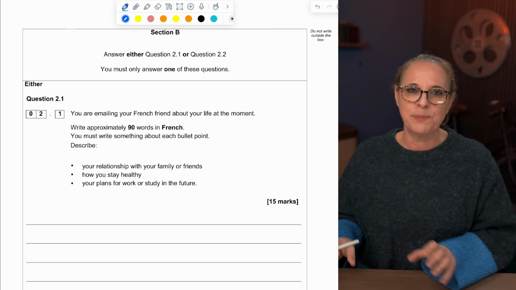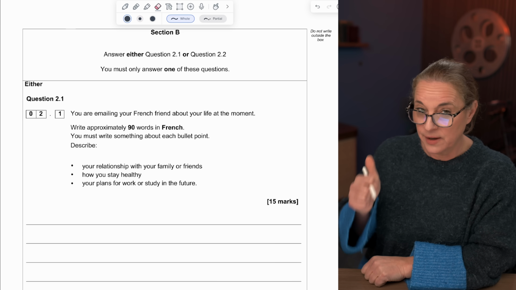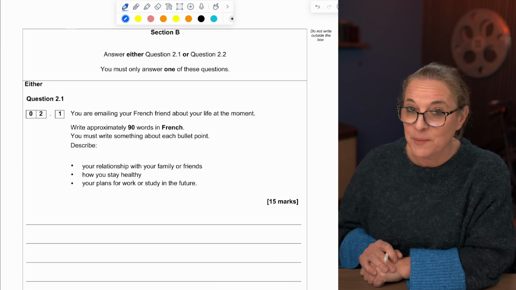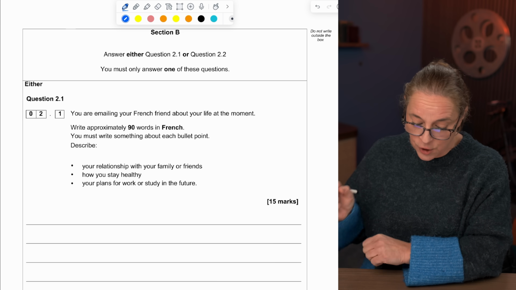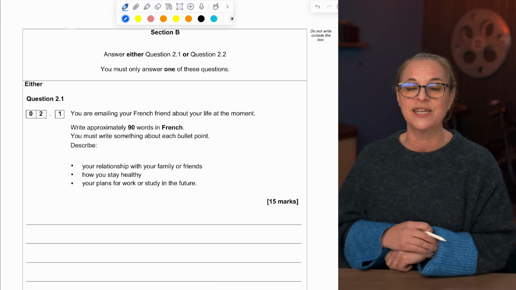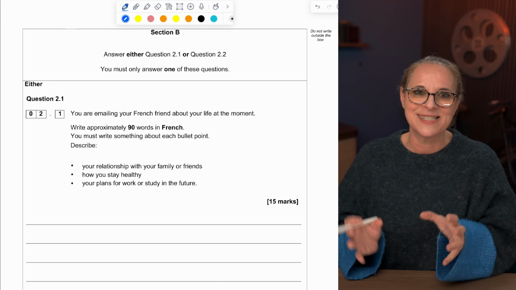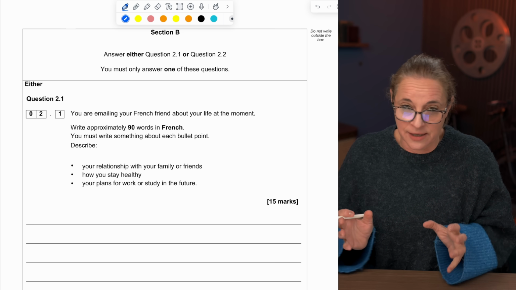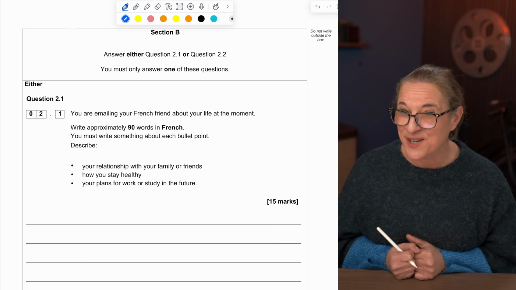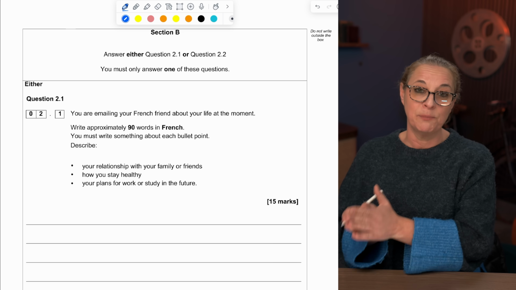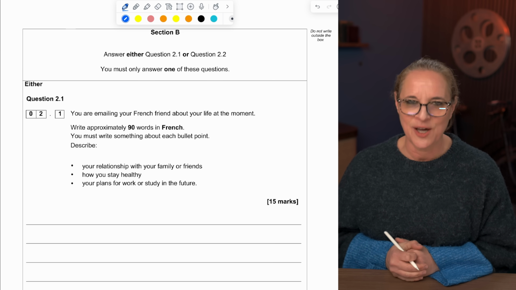So, in this particular exercise, we are asking you to describe A, your relationship with your family or friends, B, how you stay healthy, and C, your plans for work or study in the future. Now let's have a look at how we can tackle this as quickly and as efficiently as we can. So technically, you're going to have to write about 30 words for each bullet point. Okay, how are we going to do that? We're going to do that in a very ordered way.